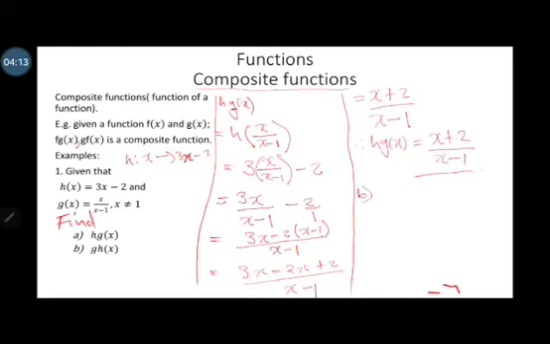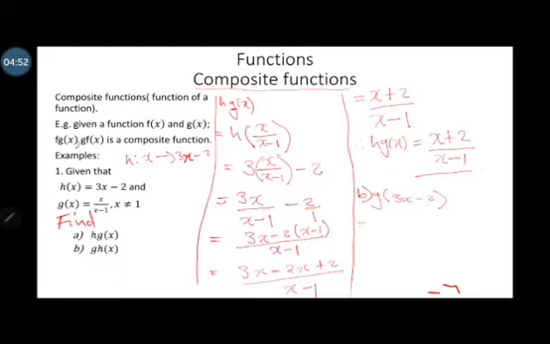So b, we're getting gh of x. The function closer to x is h. So our expression will be g, brackets, our h of x is 3x minus 2. So where there is h of x, we replace with 3x minus 2. What we have here is g of x. So where there is x, now we have 3x minus 2. Equally in the expression here, where there is x, we replace with 3x minus 2.